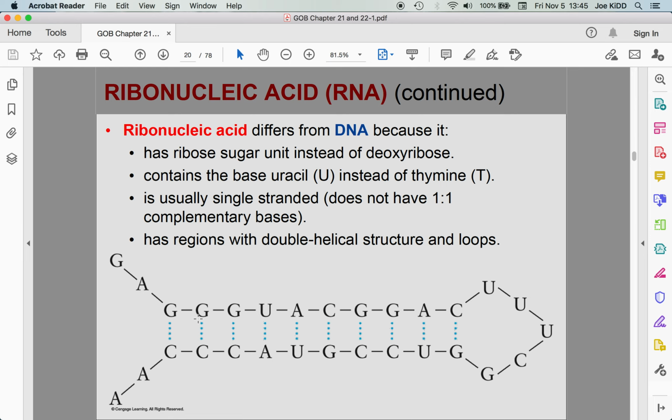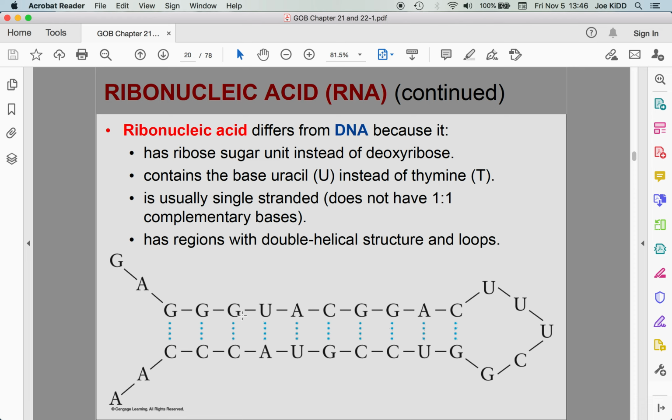So how is RNA different from DNA? Again, we have ribose versus deoxyribose. If you were paying attention earlier, we have uracil as a base instead of thymine. And because they are single-stranded, we don't necessarily have the same one-to-one ratio that we do with DNA when it comes to the complementary bases. It does have regions where it'll be double helical or looped in its structure, but these loops are why we don't have a one-to-one ratio.